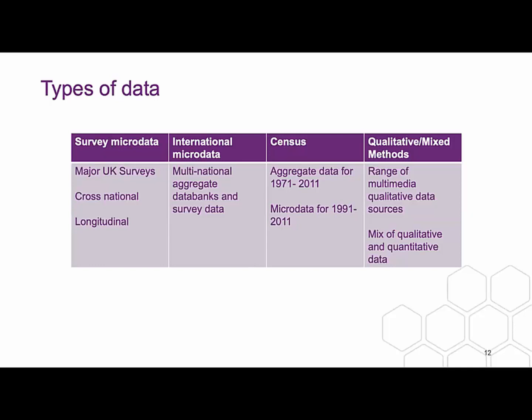So the UK Data Service holds just over 7,300 data sets of a number of types. And new data sets are added all the time. I'm sure you can imagine we've got a lot of COVID data making our way over to us now. We're 18 months in. And we're going to focus on 4 key types of data today. So survey microdata, international microdata, census data, and qualitative mixed methods data.